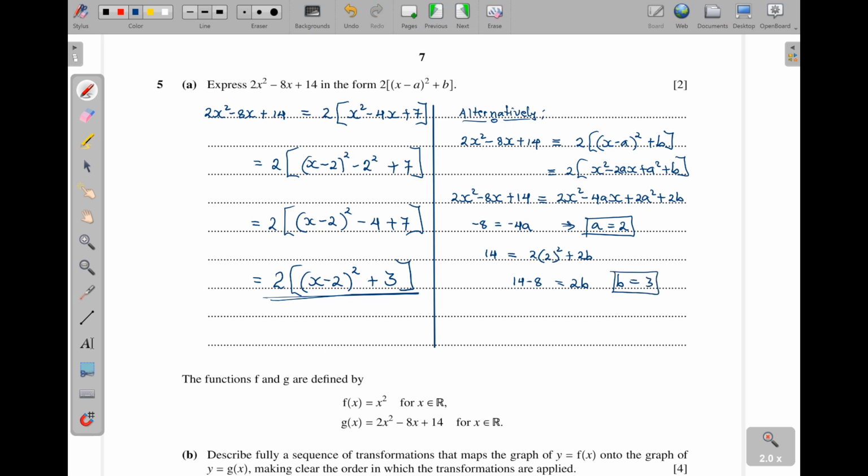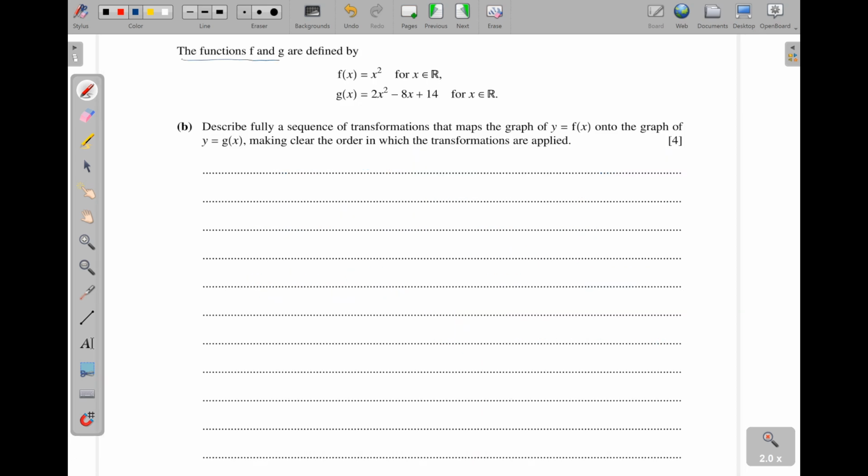And then you conclude that 2x squared minus 8x plus 14 is the same as 2 into x minus 2 squared, then plus 3. You just replace the values of a and b. As simple as that. Next, the functions f and g are defined by f of x is this.